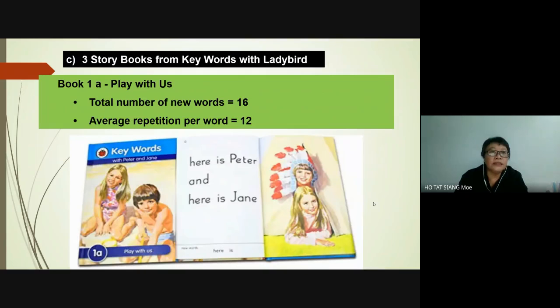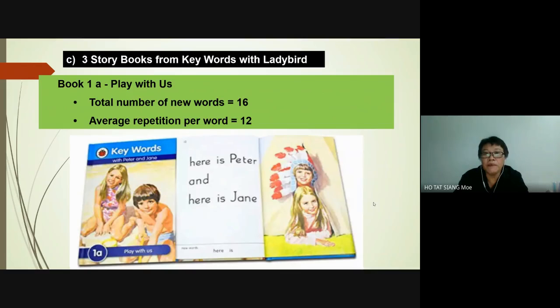Now, the third instrument, that is the 3 books. Of course, the 3 books. Book 1A, Play with Us. The title is Play with Us. The total number of new words in the whole book is only 16. And the average repetition per word is 12. That means one word will be repeated about 12 times.